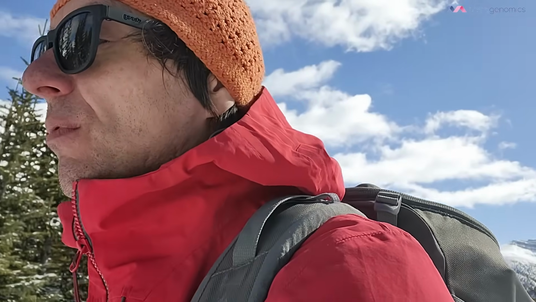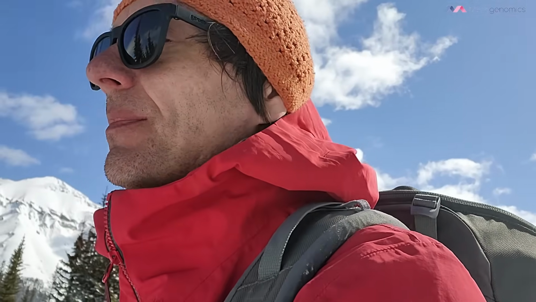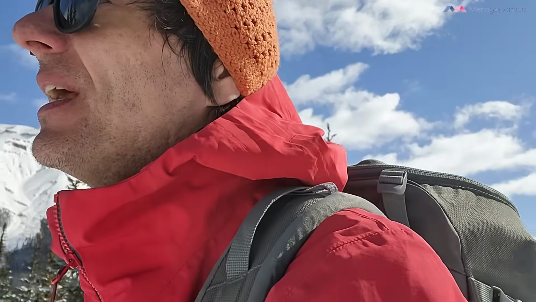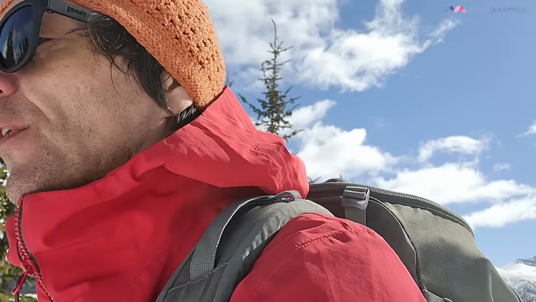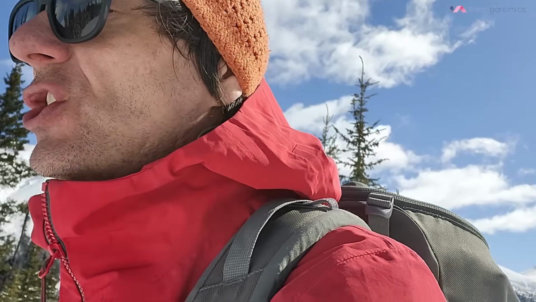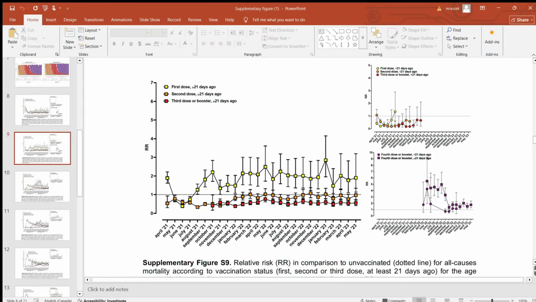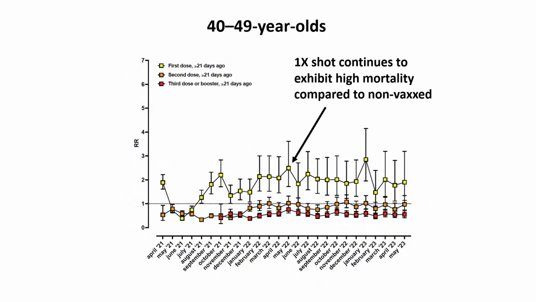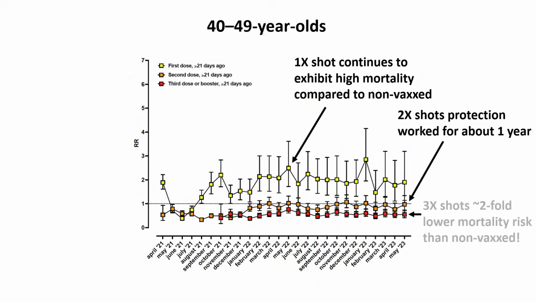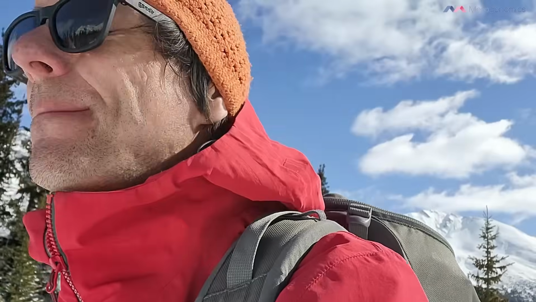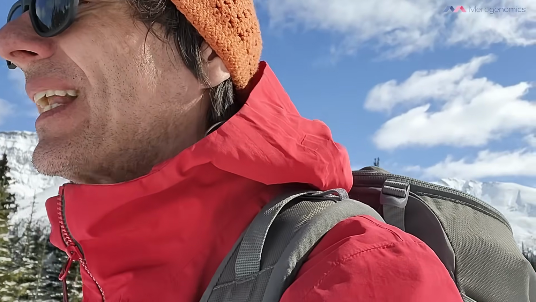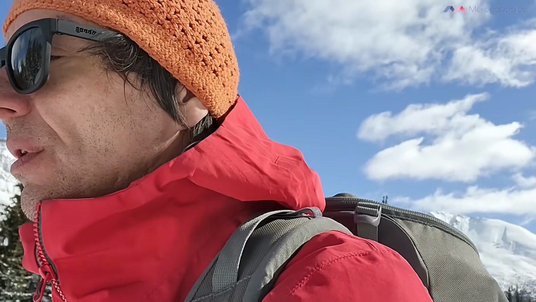Okay, we're going to move on to the 40-year-olds. So you can see which age group you were in and what it potentially means long-term for you. For 40-year-olds, again, you see 1 shot in yellow. Overall, if you had 1 shot, that increased your all-cause mortality about 2-fold in comparison to those who were never vaccinated. Those who had 2 shots, in orange, started with a very powerful protection, about a 2.5-fold reduced risk of all-cause mortality in comparison to non-vaccinated.